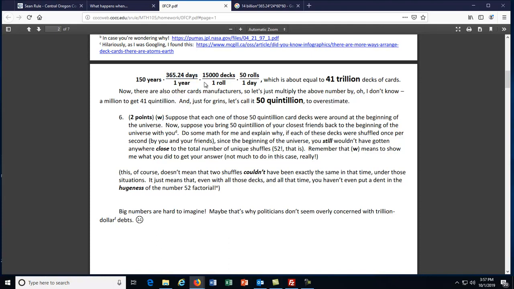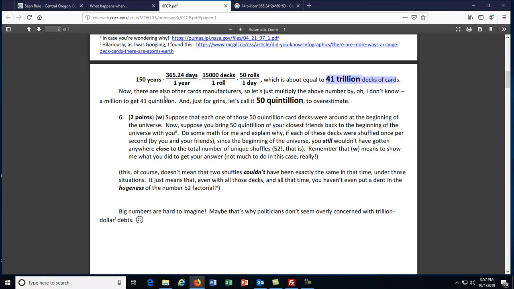So if you multiply all those together, what you might notice is years and year cancel. Day and days cancel. Roll and rolls cancel, and you're left with just decks. And that is the point of dimensional analysis. We've started doing it in class a little bit with grade. We're going to continue doing it tomorrow with more grade. So you're seeing this idea of converting. You can convert 150 years into 41 trillion decks of cards by simply multiplying all this out.